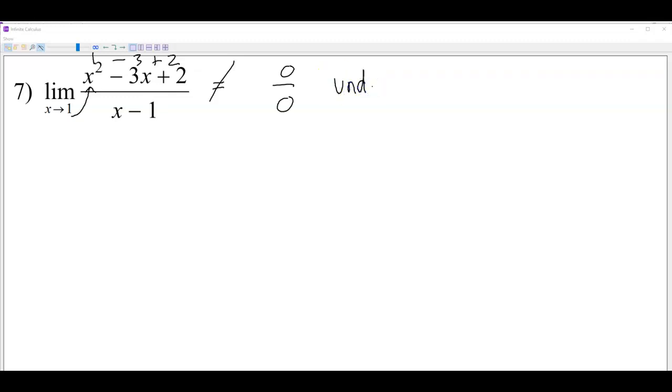Okay, so we need to remove that discontinuity somehow, and we've learned 3 ways so far to remove discontinuities. This one is going to be the method that involves factoring. So here we go.